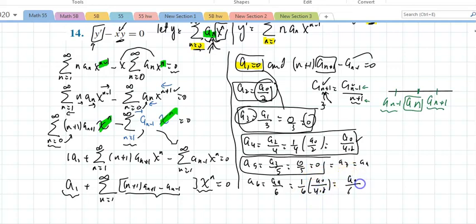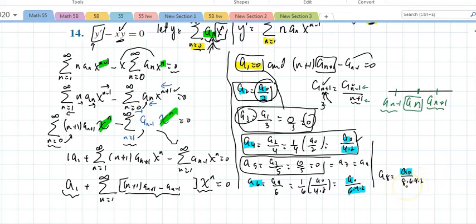That is a sub 0 over 6 times 4 times 2. Let's see if we got the pattern. Can you guess what a sub 8 is? Well, look at that. A sub 2 is a sub 0 over 2. A sub 4 is a sub 0 over 4 times 2. A sub 6 is a sub 0 over 6 times 4 times 2. A sub 8, I'm guessing, is a sub 0 over 8 times 6 times 4 times 2.